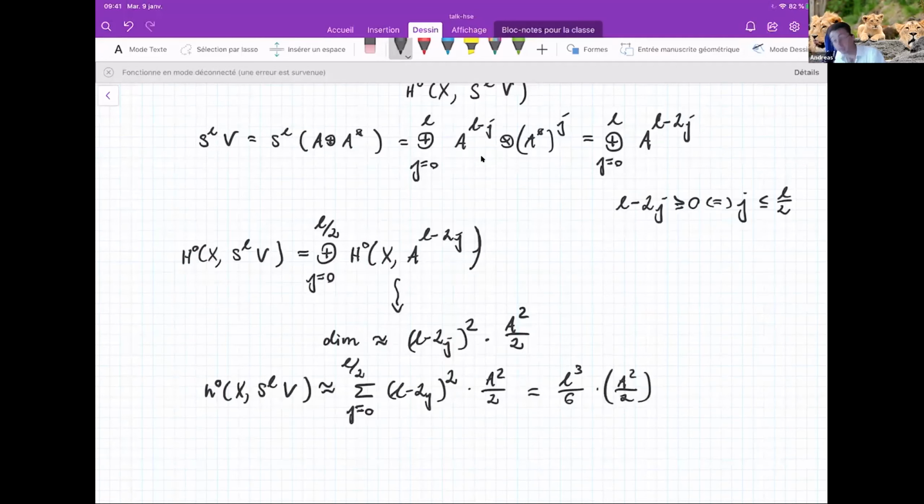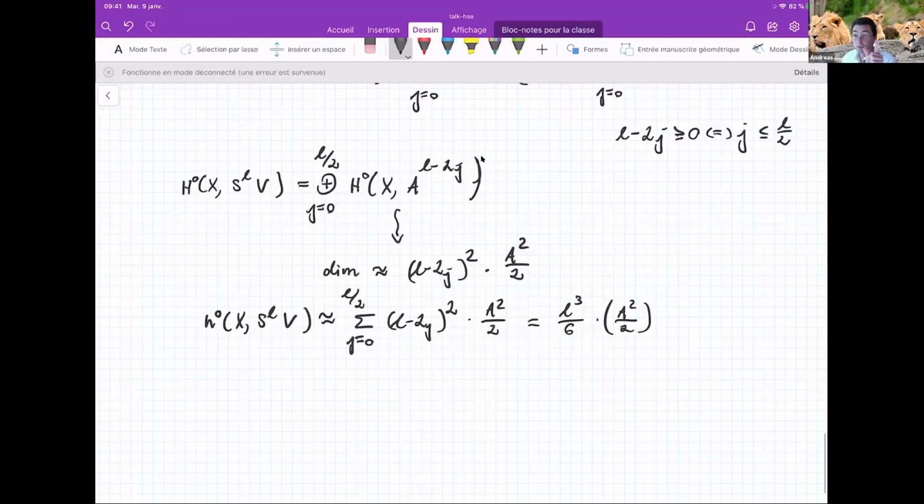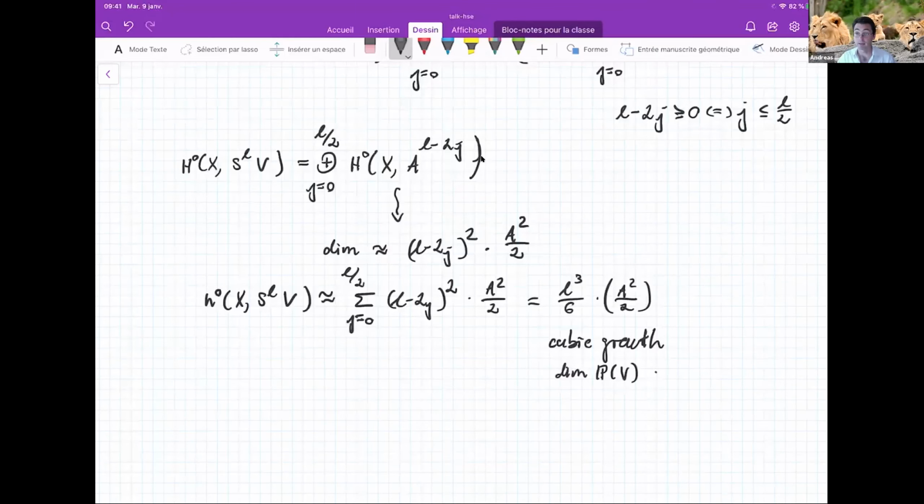And this is very good because you start with a surface and then you projectivize this rank 2 vector bundle. So P of V has exactly dimension 3. Cubic growth, and the dimension of P of V is equal to 3. So that's great. Indeed, our vector bundle is big. So we've checked that it satisfies the definition.